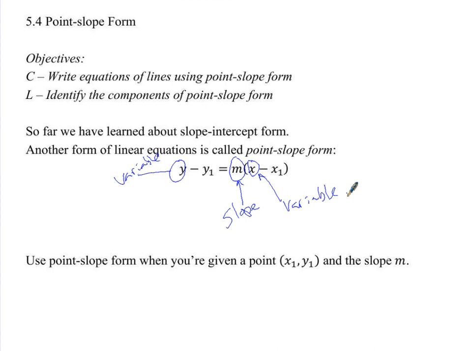It's a point. So they'll give you an ordered pair, x1 comma y1. And then you just plug x1 in right there, you plug y1 in right there, and you write y minus that y coordinate equals your slope times x minus your x coordinate. That's point slope form. So you're going to use point slope form whenever you're given a point, x1 comma y1, and the slope m. Or you can use it if you're trying to find the equation for a line, which we'll get to before the end of this section.